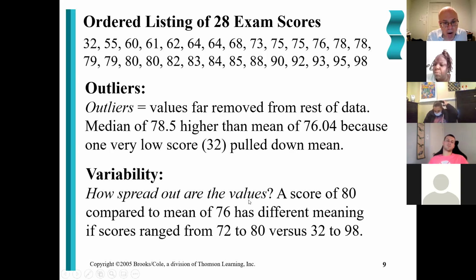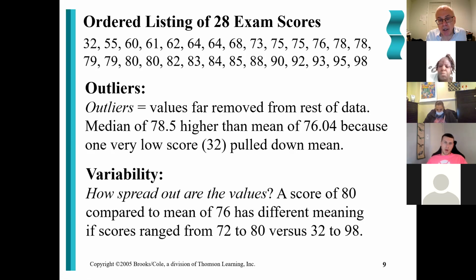Variability, how spread out are the values? All right. So that's one of the things we have to figure out, is a measure of variability. Now, one measure we could take is the range. I don't know if they mention it in here, but the range is a very simple calculation. You just take your maximum number and subtract the smallest number. So the maximum number is 98, the smallest number is 32, and you subtract them and you get 66. That is called the range.